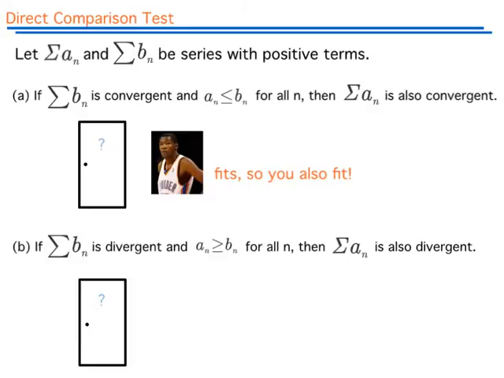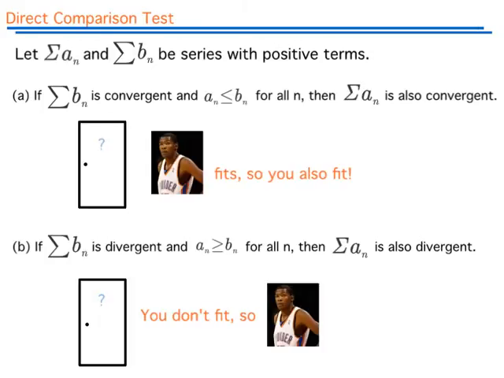In this situation, I would need my a sub n's to be greater than or equal to my b sub n's. So that's the situation that if you don't fit, what do you know about Kevin Durant? Kevin Durant is not fitting through that door. The magic door, we don't know what it looks like, we don't know how big it is, but you're not fitting, Kevin Durant's not fitting. And that's our direct comparison test. So let's look at some examples.